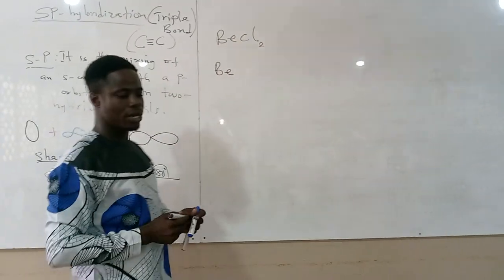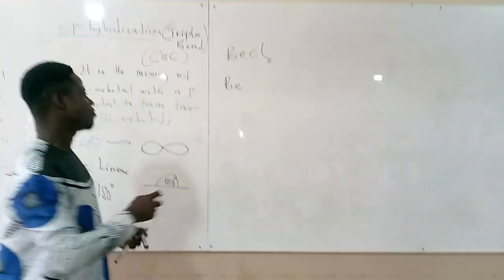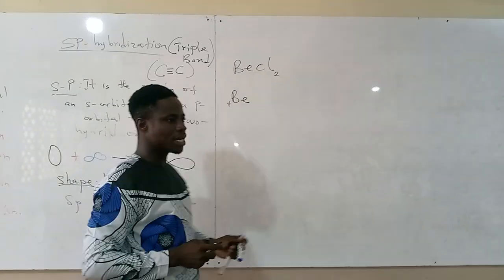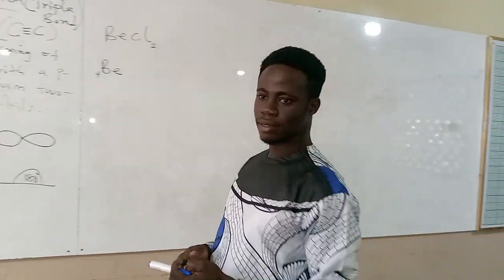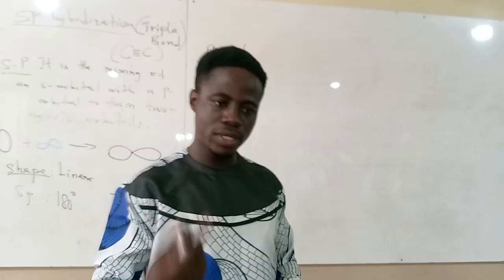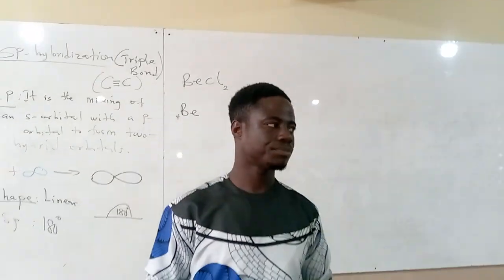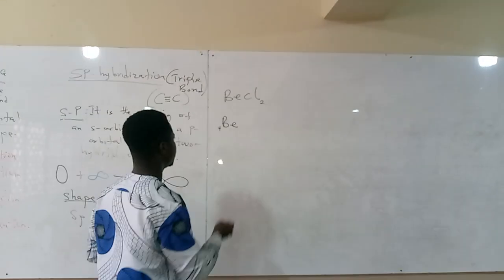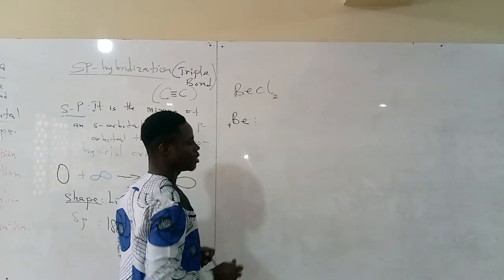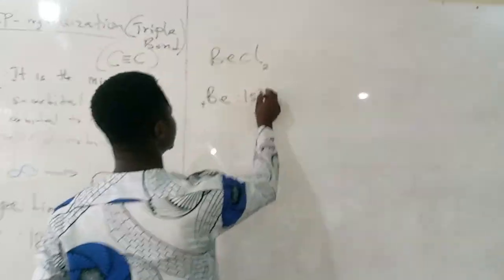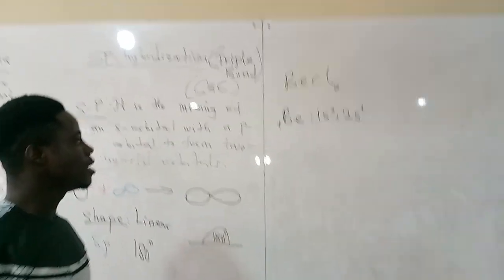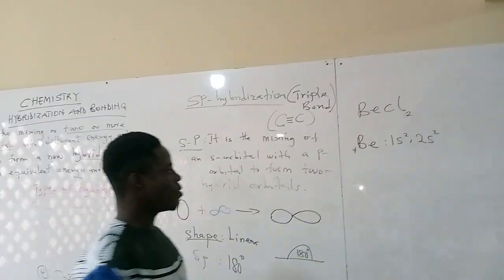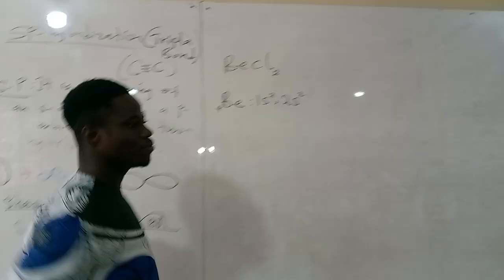And we know beryllium has atomic number 4. So on that note, we are going to write the electronic configuration of this element using the SPD notation. So quickly, let's write. We have 1s2, 2s2. Since this is having atomic number 4, this is 2 plus 2.